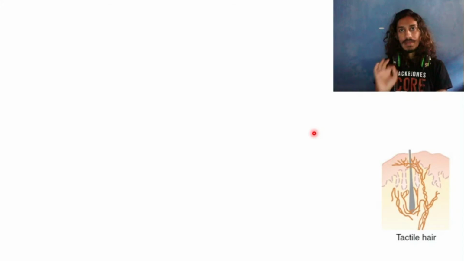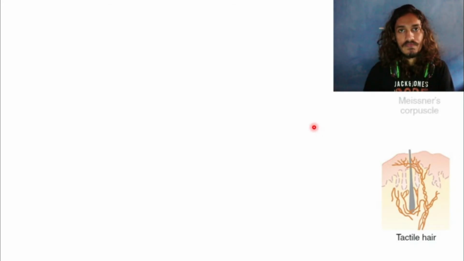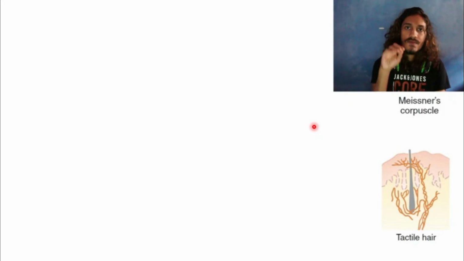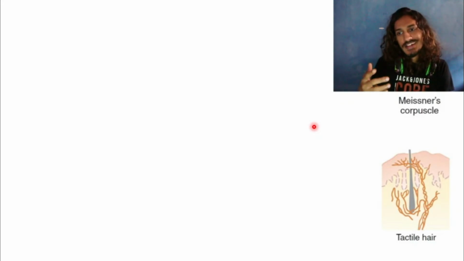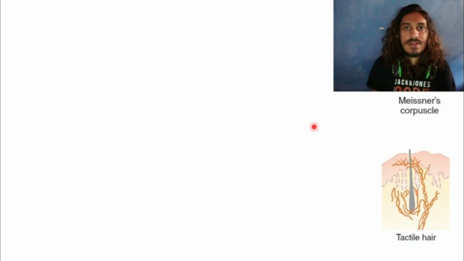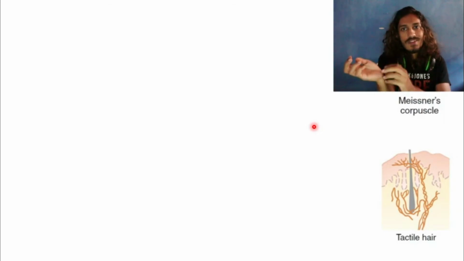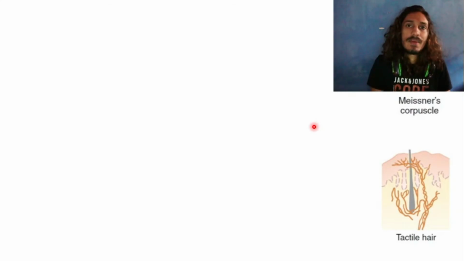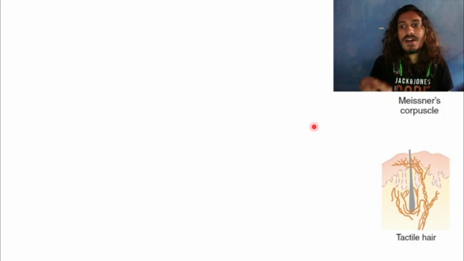So I told you Meissner's corpuscles are there in non-hairy parts of the skin. So sudden movements, or superficial sudden movements, can be detected by Meissner's corpuscle. For example, if you close your eyes and all of a sudden in non-hairy parts of your skin an ant starts moving, that will be detected by a Meissner's corpuscle.